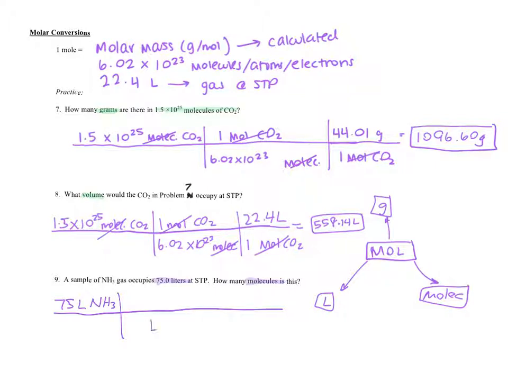So liters goes on the bottom, so you can cross it out. 1 mole of NH3 is going to go on the top. The conversion is 1 mole equals 22.4 liters. Then we're going to get rid of the 1 mole NH3 on the bottom. Opposite crosses out. And then we're looking for molecules. So we're going to do 6.02 times 10 to the 23rd molecules. Again, math is your choice, but your answer should be around 2.02 times 10 to the 24th molecules.